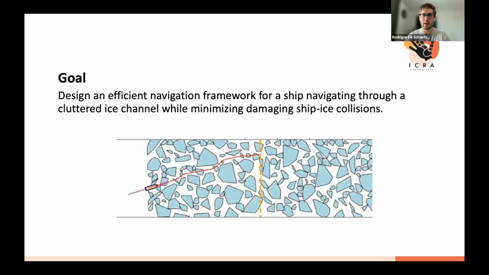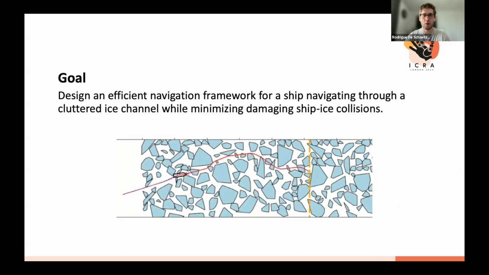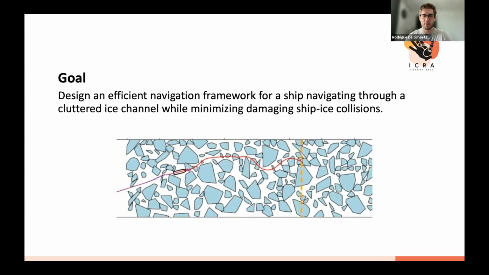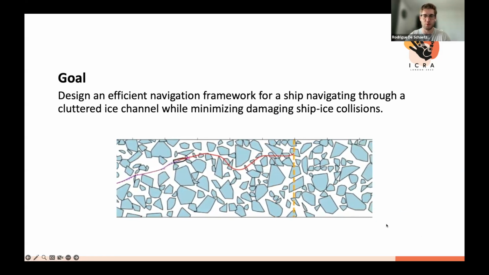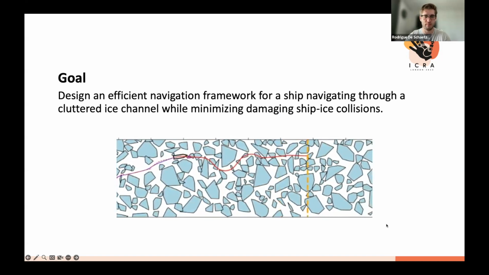Our goal is to design an efficient navigation framework for a ship navigating through a cluttered ice channel while minimizing damaging ship-ice collisions. As a preview, here's a video showing a sample simulation trial using a proposed approach.